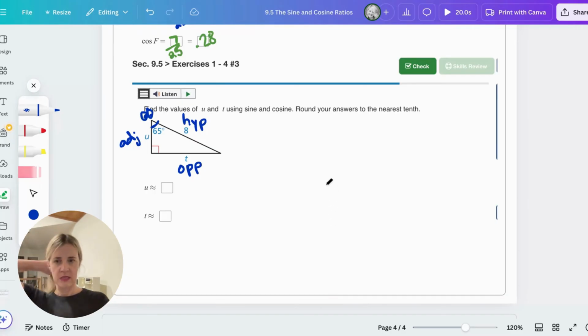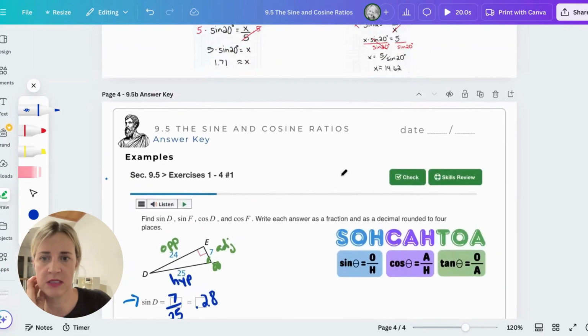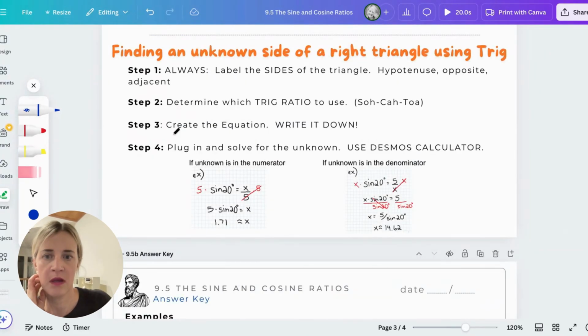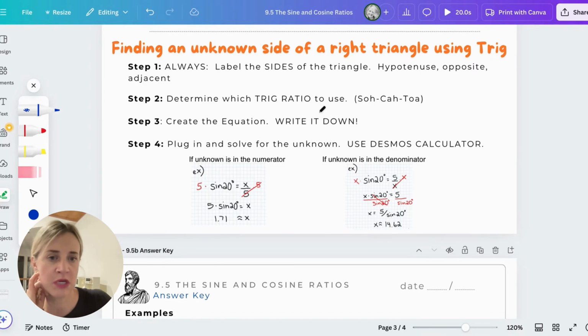All right. So let's find u. What do we know? When we're trying to determine, what step was that? Step 2. Determine which trig ratio.